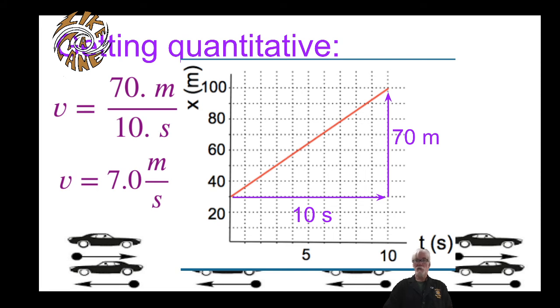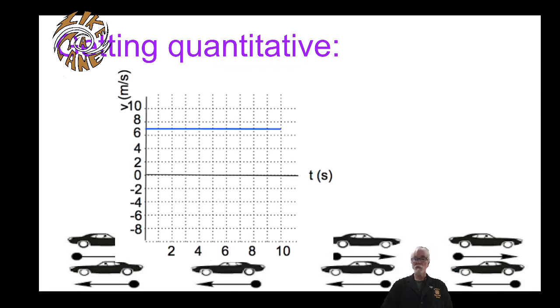To make the velocity versus time graph, since the velocity is constant at 7 meters per second, we just draw a constant horizontal line at 7 meters per second. So you can see we're above the 0 line because it's a positive direction of motion, and it's right at the 7, right between 6 and 8.